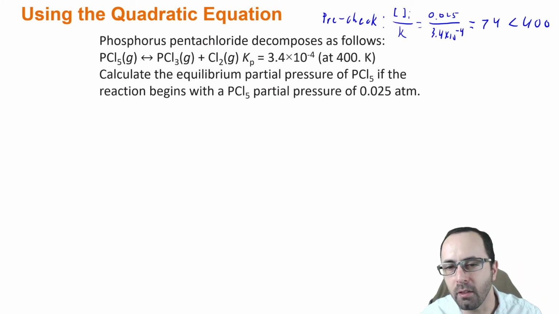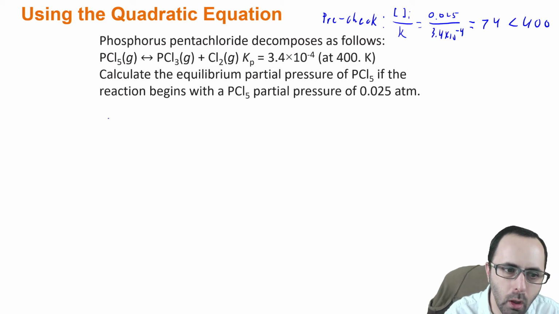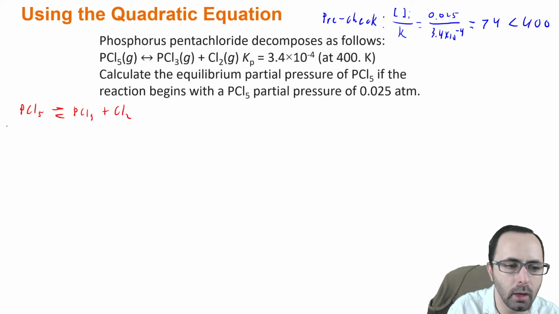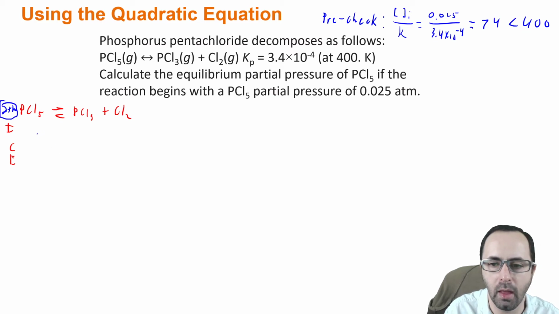We have to use that to solve for x. So let's go ahead and give that a shot here. We'll have the same ICE chart as before. We write our equation, PCl5 in equilibrium with PCl3 plus Cl2. We're doing an ICE table. Again, a good reminder is that these are in atmospheres, okay? Make sure to remind yourself of that.